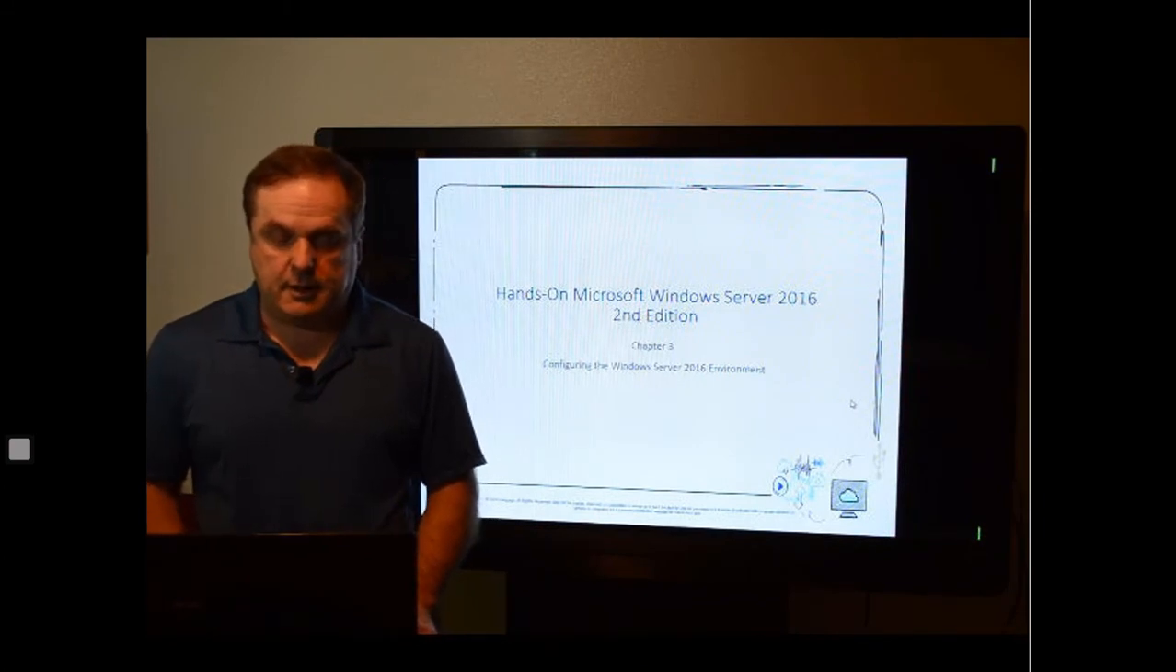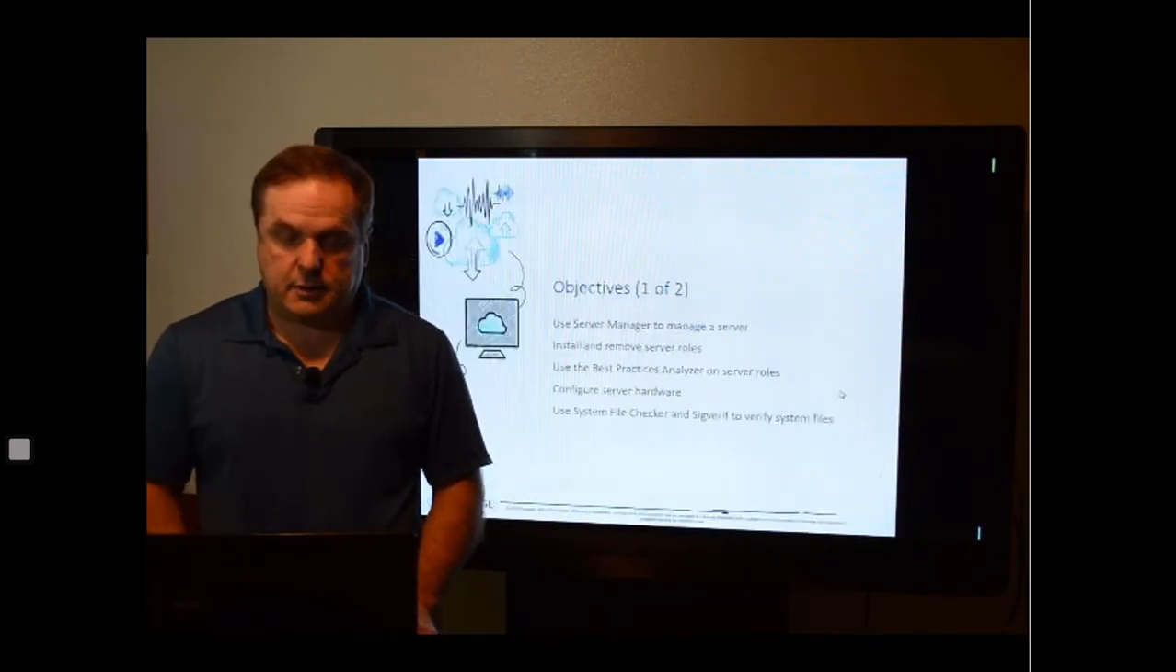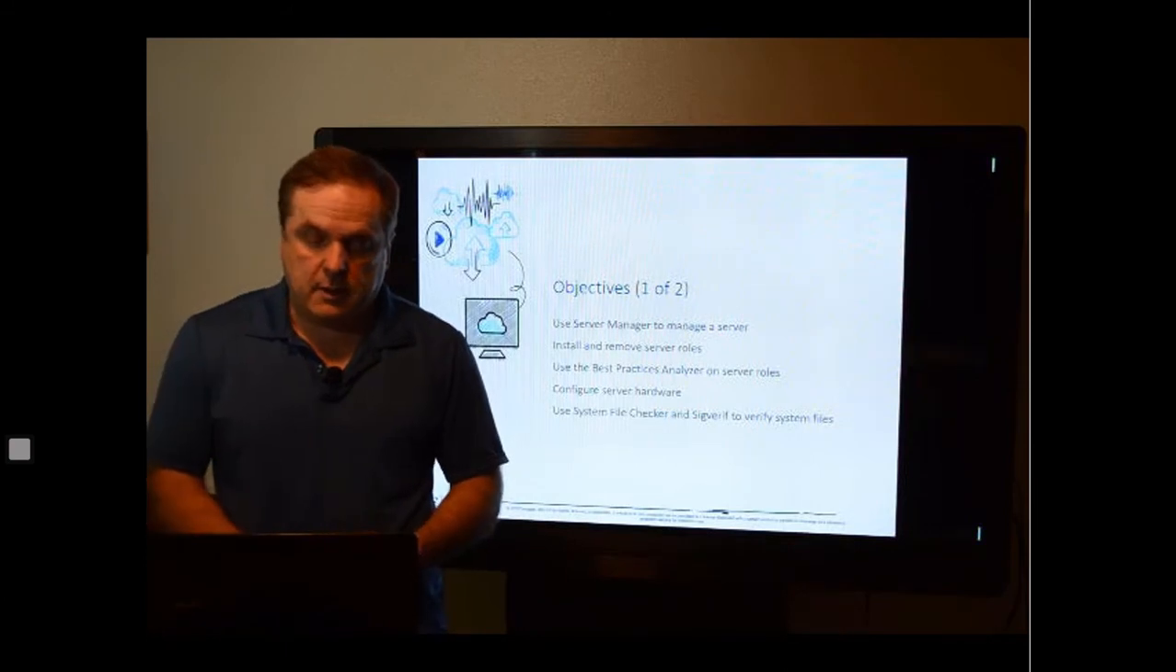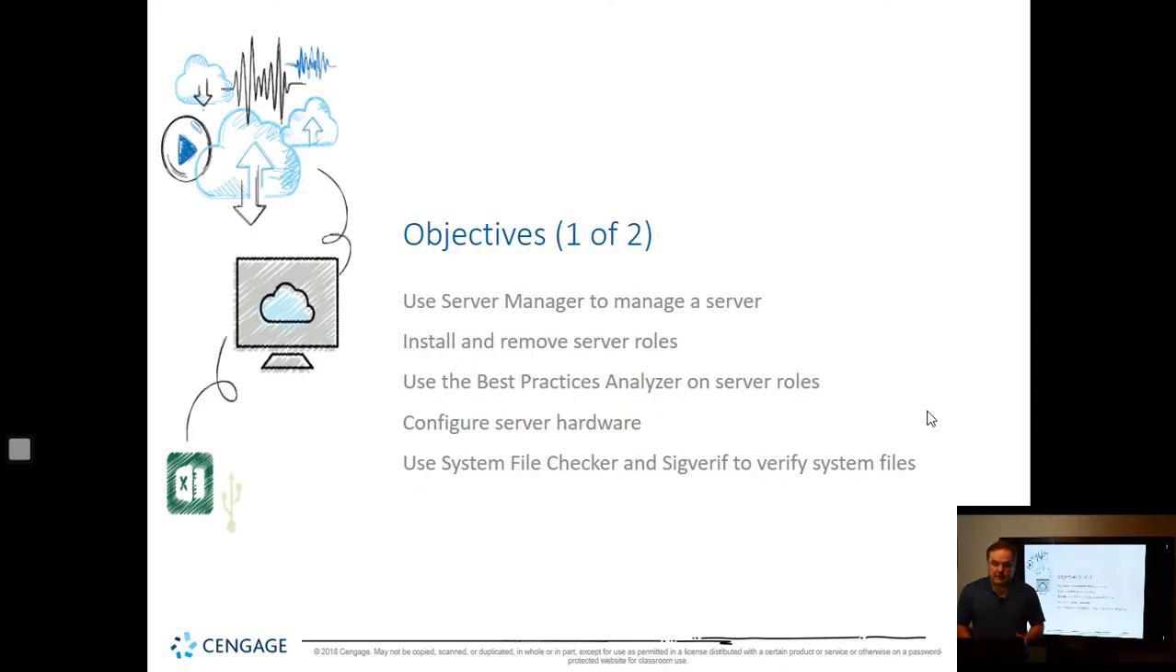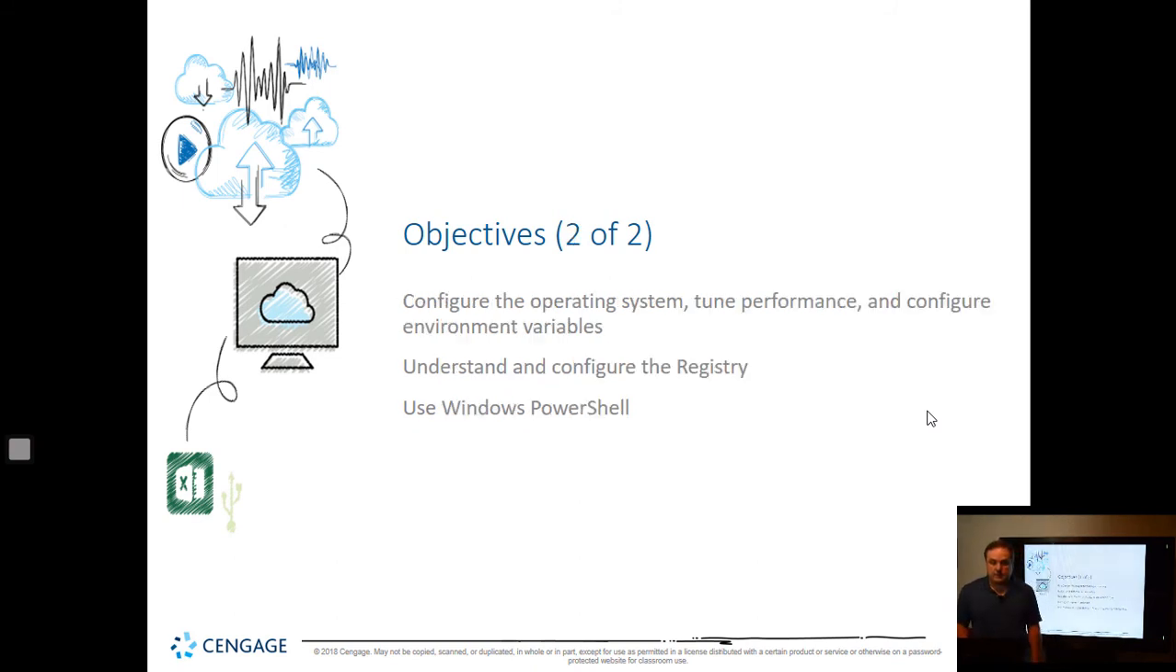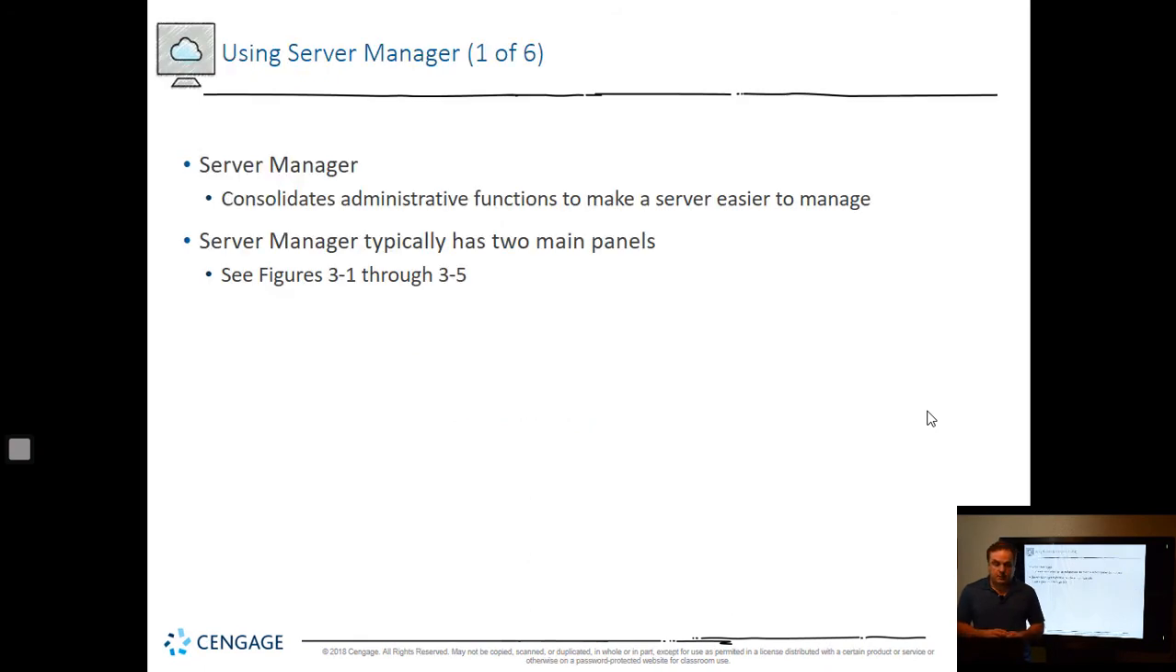We're in Chapter 3. In Module 1, we covered Chapters 1 and 2. So we're going to use Server Manager to manage our server. We're going to install and remove roles, look at the Best Practices Analyzer, configure hardware, and do some other checks. Also talk a little bit more about Windows PowerShell.